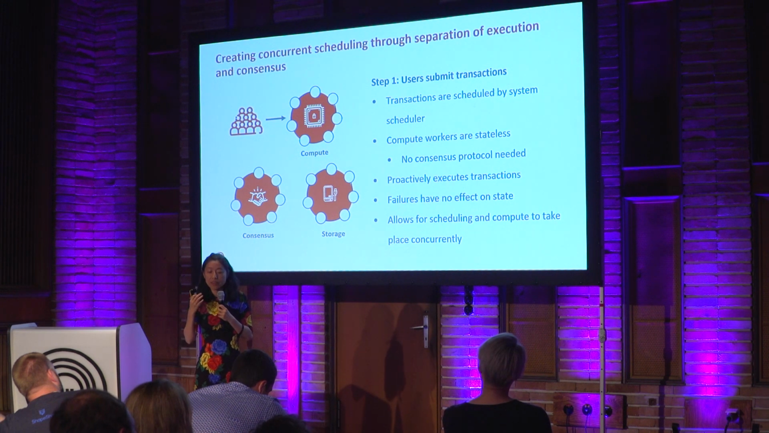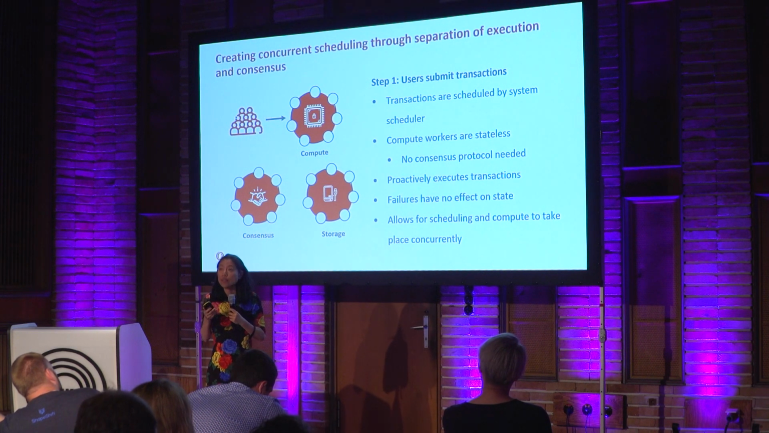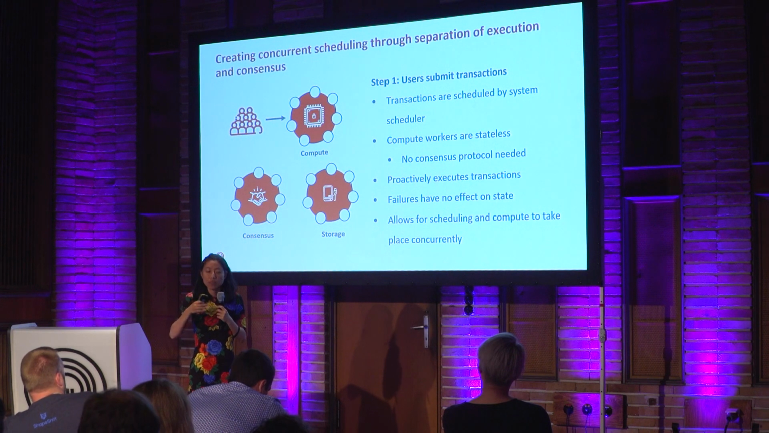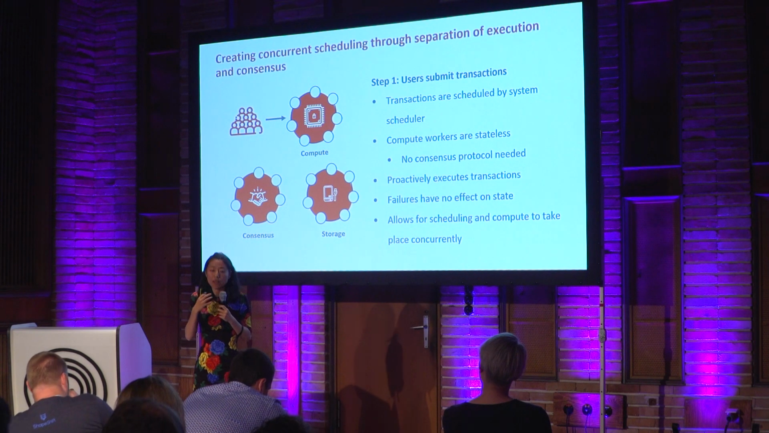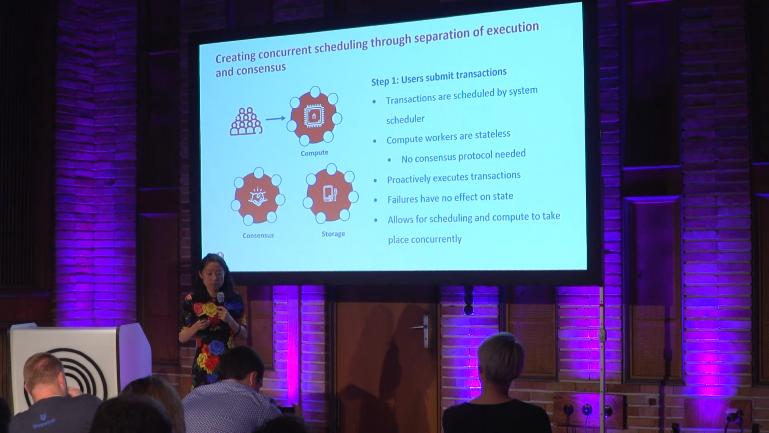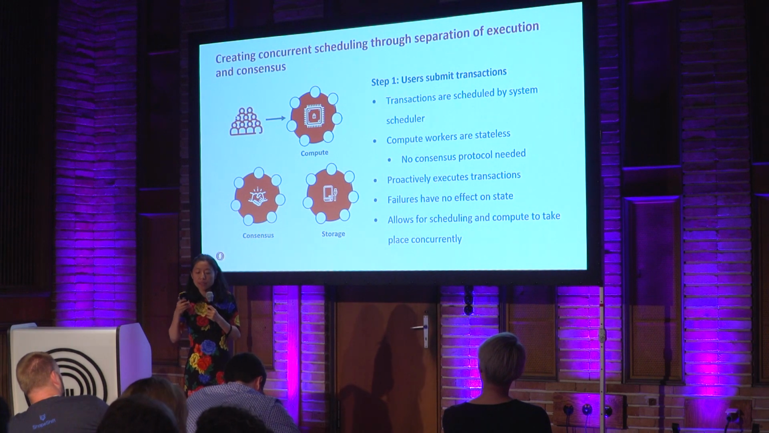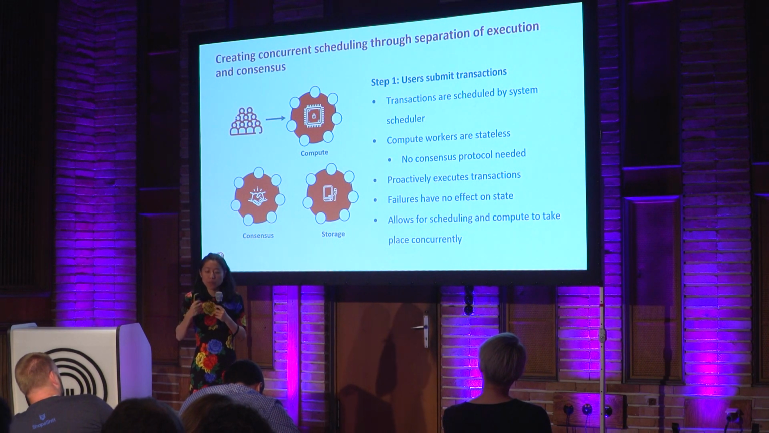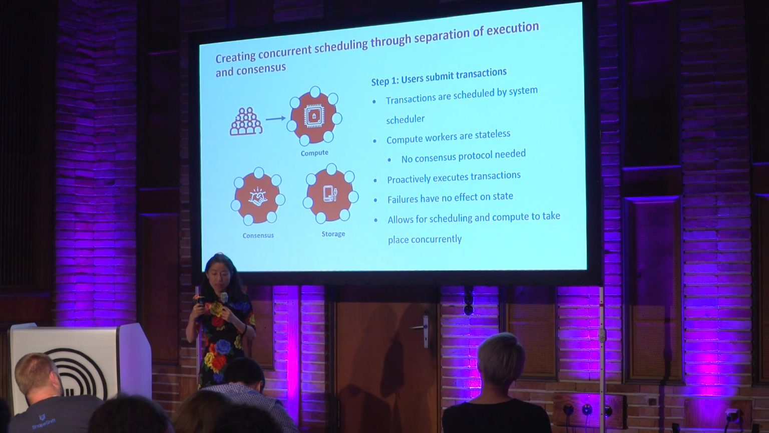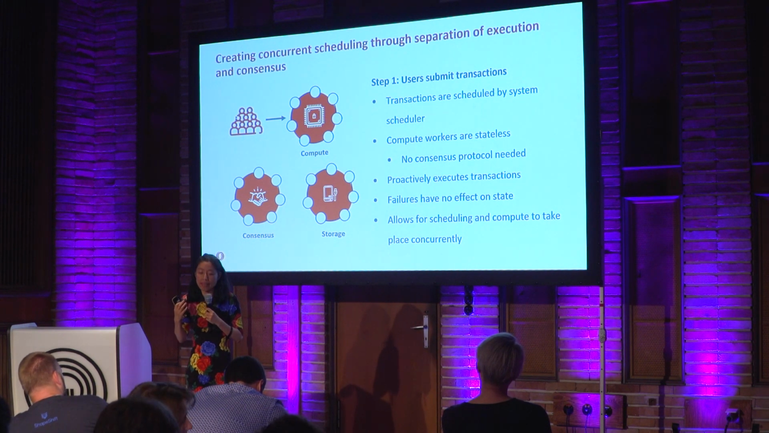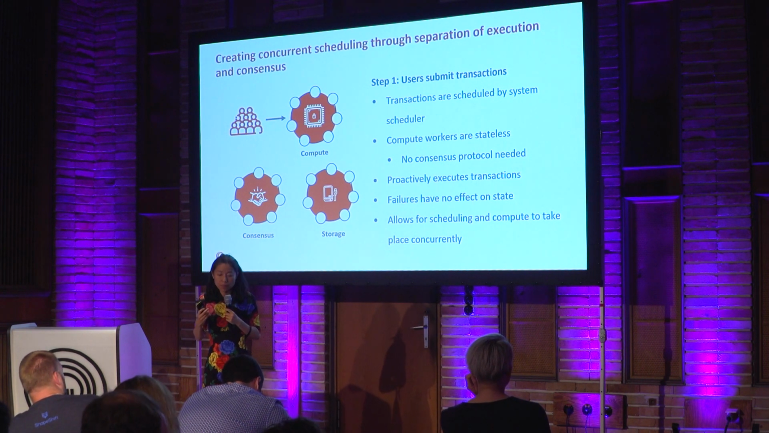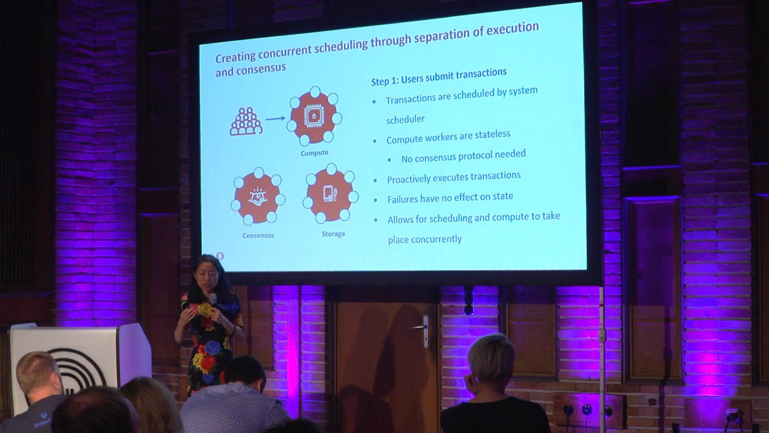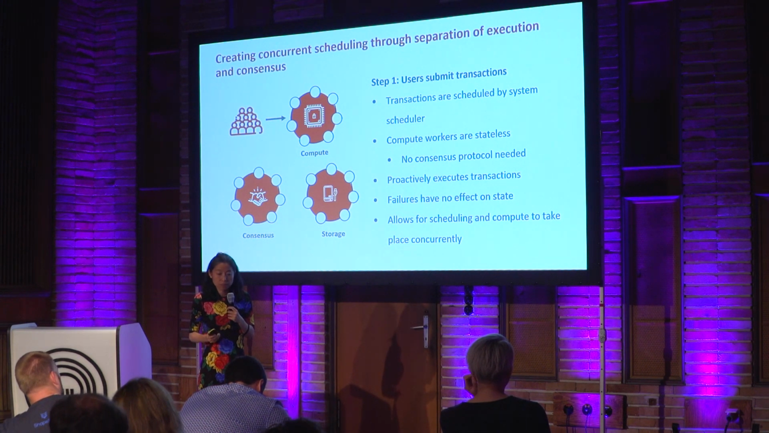So first, the user submits transactions, and the transactions are scheduled by the system scheduler. This scheduler can also try to produce a good schedule that reduces the conflicts between parallel transactions. And the compute workers are stateless. So at this point, we don't need any consensus. The compute workers proactively execute the transactions, and a failure will have no effect on the actual state. And this allows scheduling and compute to take place concurrently.